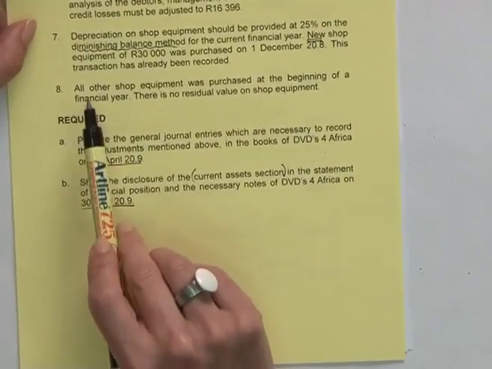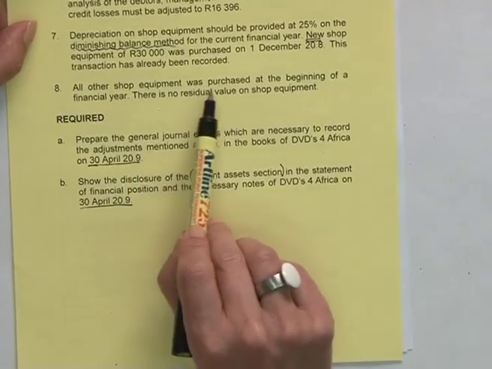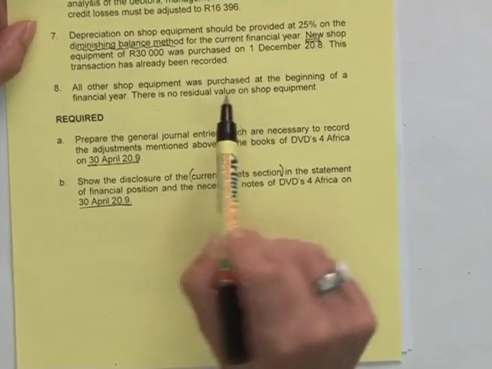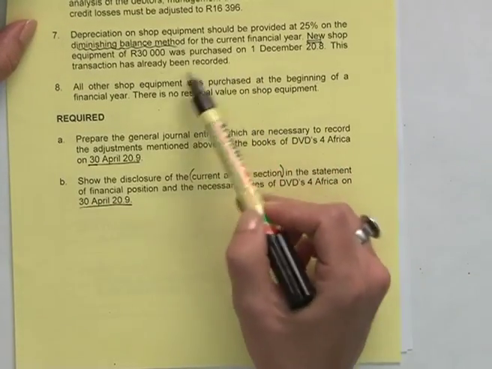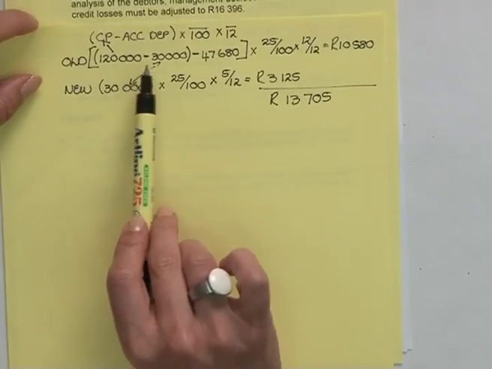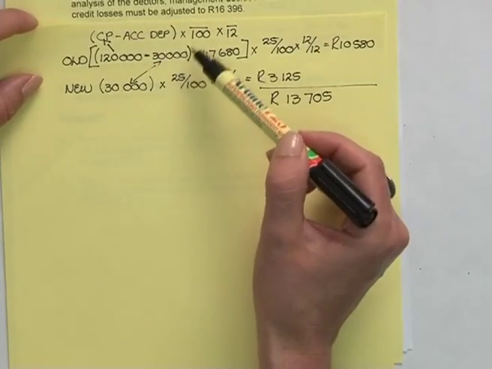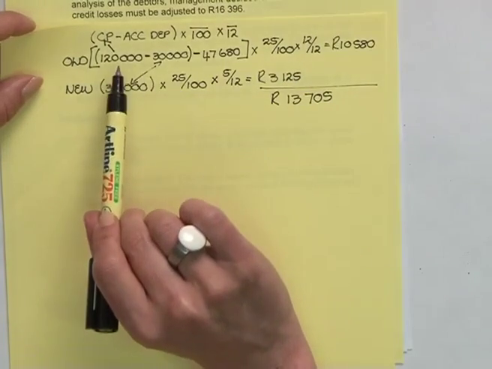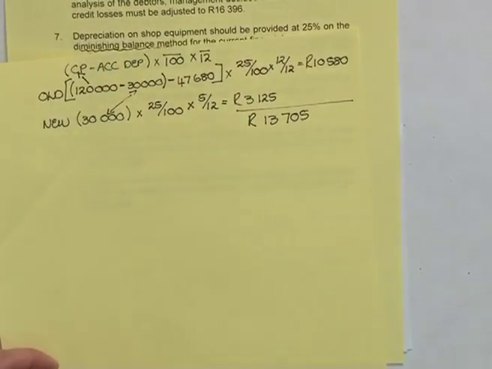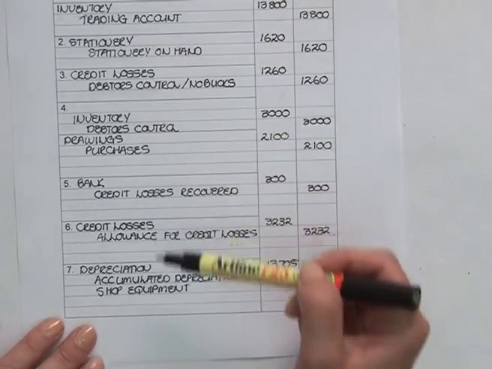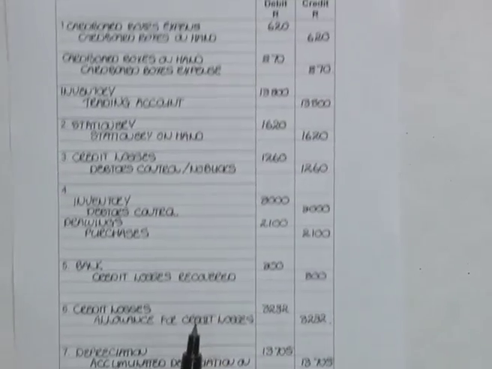Okay, they mention that in number 8, all the other shop equipment was purchased at the beginning of a financial year and there's no residual value on the shop equipment. We included in the calculation this information already because there was no residual value deducted from the shop equipment, and we didn't do the apportionment per month for any purchase during a financial year. So that has already been taken into account. Okay, so we've now accounted for all the adjustments in our general journal.